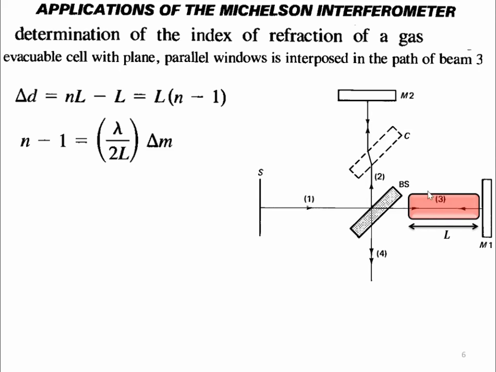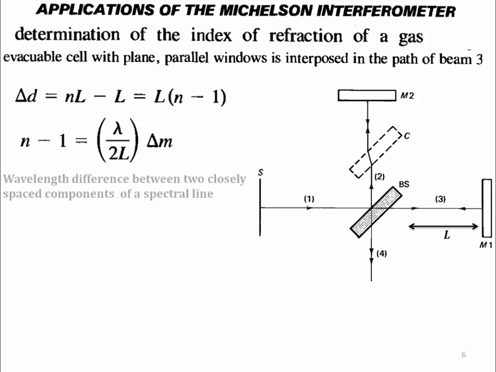Then we first measure the fringes, say, without gas filled in the cell, and then the second time we measure the fringes with gas filled in the cell, and then the total change in the fringes is measured, and that is what can then be used to obtain the refractive index. So that is how we can obtain the refractive index. It's a very simple idea.